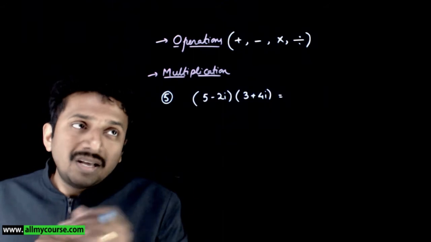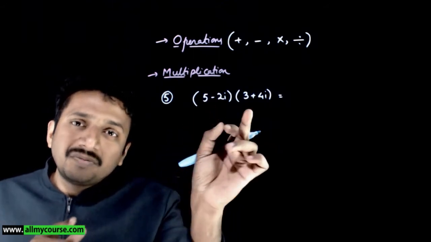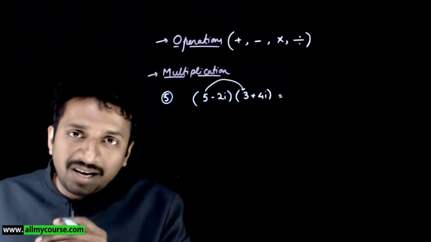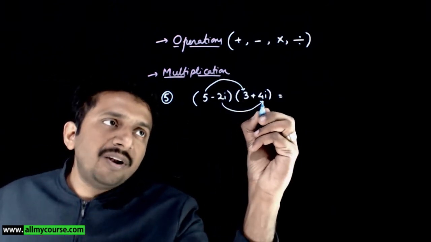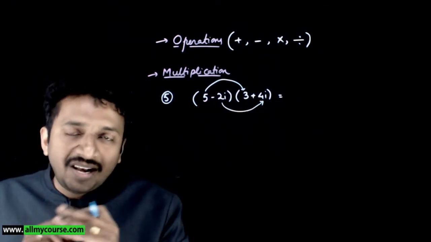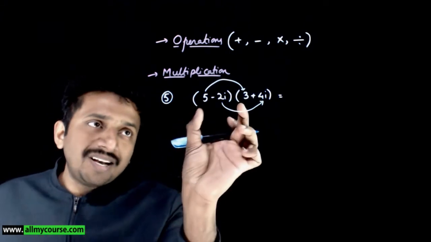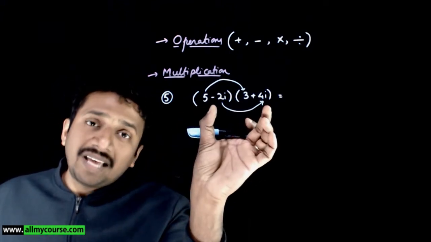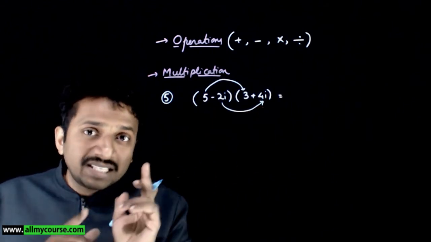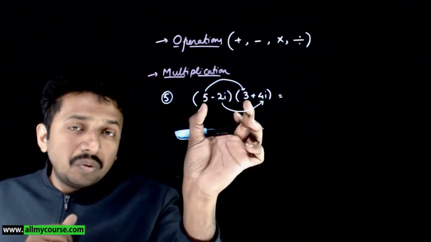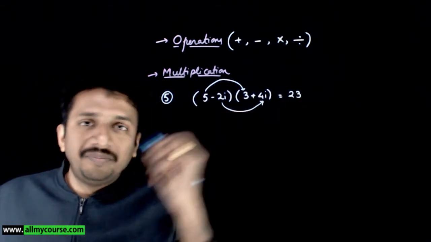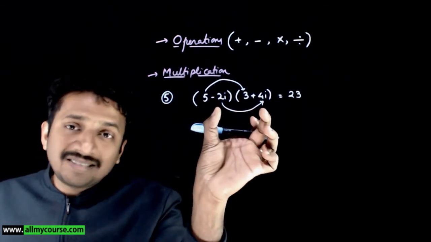what you can do is, what are the multiplications which give you real parts? Real into real gives you a real number. i times i will also give you a real number. So this part and this part give you real parts. So what is the real part? 15 minus 8i square. I square is equal to minus 1. So 15 plus 8 is equal to 23. So this and this give you real parts.